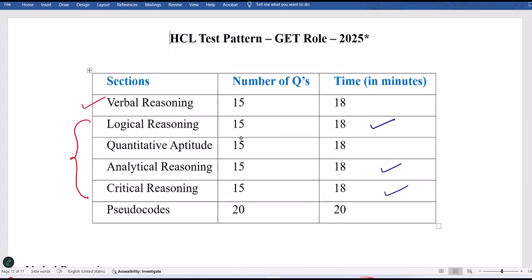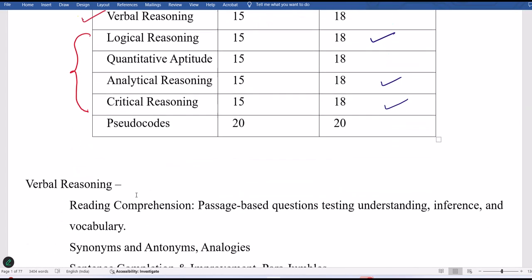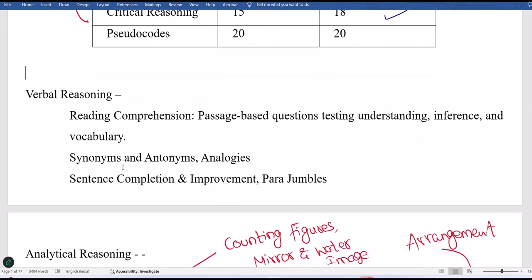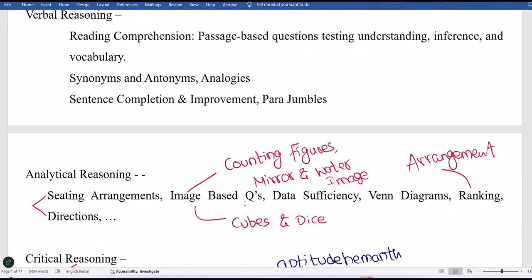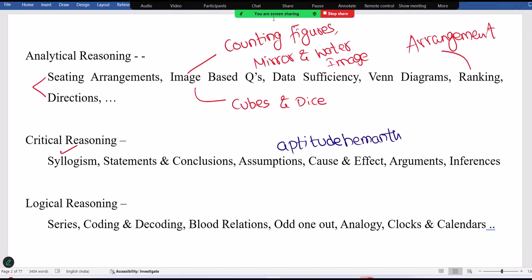From today onwards, the test is planned as per these inputs: verbal with English, and analytical reasoning with certain topics. Critical reasoning, logical reasoning.